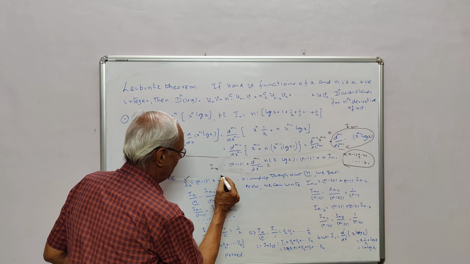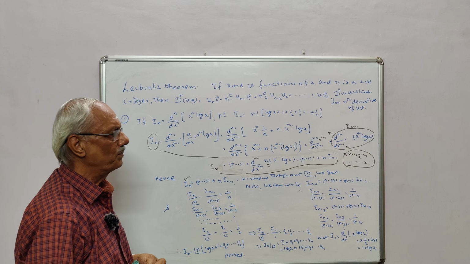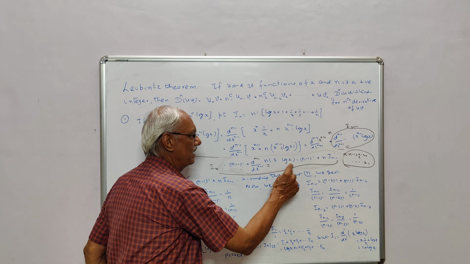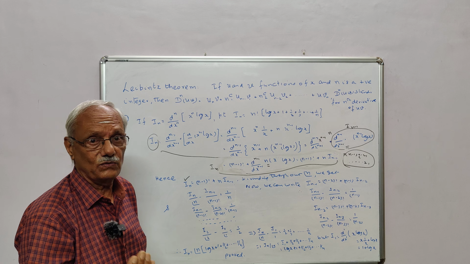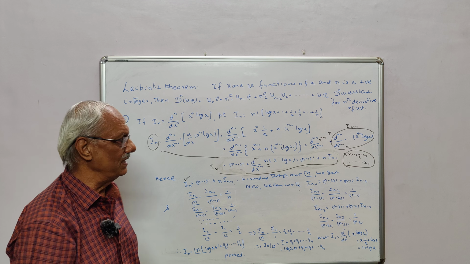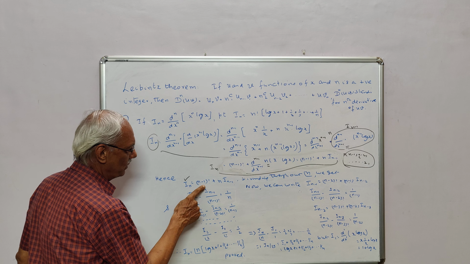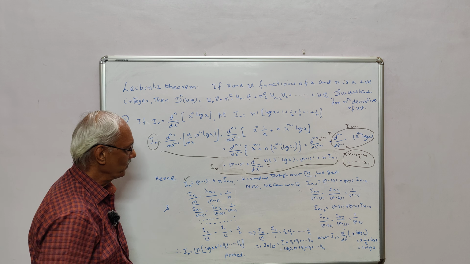I_n = (n-1)! plus n into I_(n-1). So this is the ultimate result that I want. Once you get that result, the rest of the things we can make easy. In the sense, write this here: I_n = (n-1)! plus n into I_(n-1).